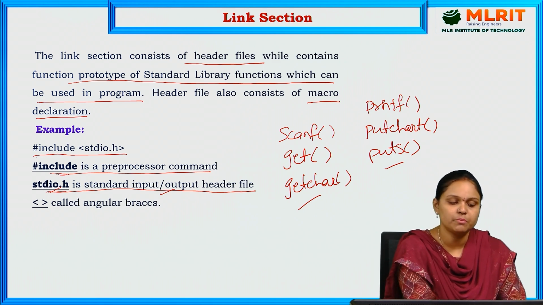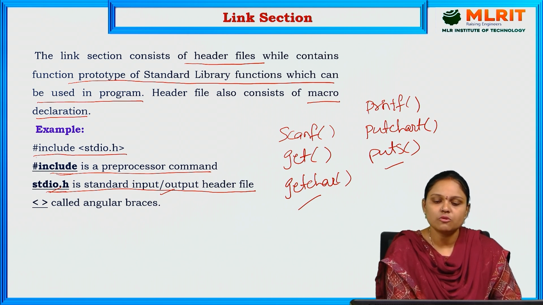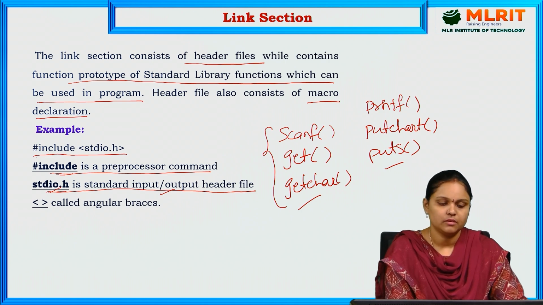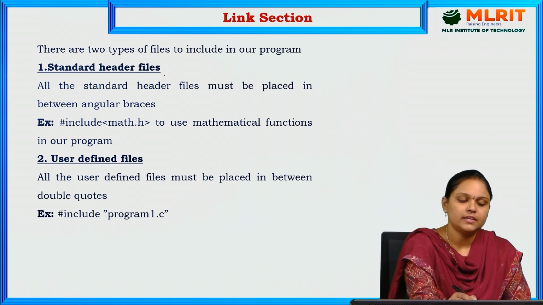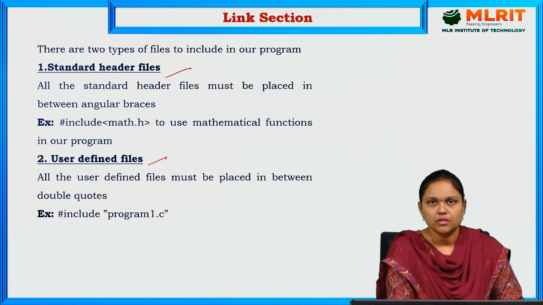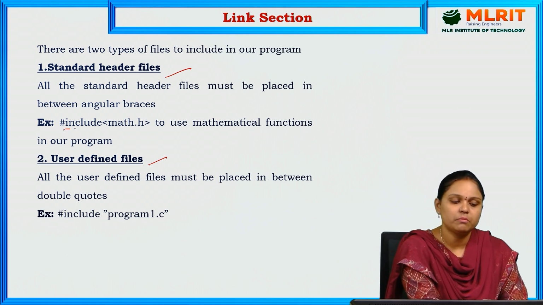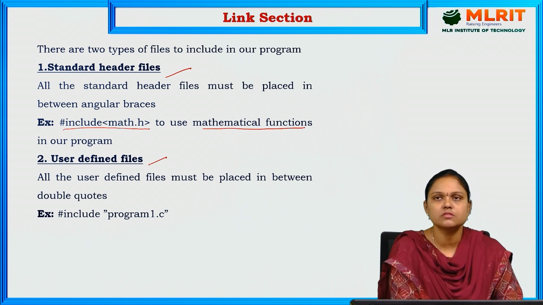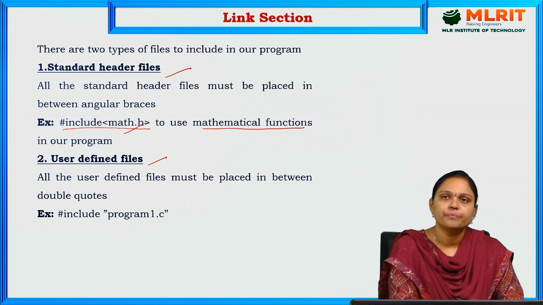And #include is a preprocessor command. It is a command by which we tell the compiler to place all those function definitions in our code. There are 2 types of files to include in our program: one is the standard header file, the other is the user-defined header file. Till now we have discussed the standard header file, and there are many more, like #include math.h and #include string.h. math.h is used for mathematical functions, and string.h is used for string related functions. Whatever functions we use, their definitions are defined in these header files.